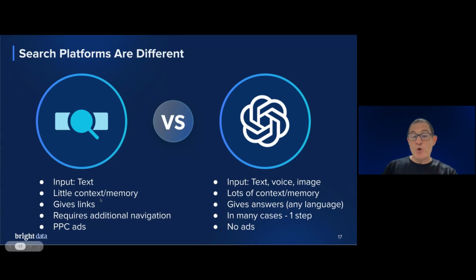Search has very little context or memory of what you're doing. You can almost think of every individual query as independent, but AI has a lot of context and memory. So if you ask something, it's going to answer you in the context of what you have been discussing with it in the past. As we saw, search gives you links, which basically require you to do some additional navigation, whereas AI gives you answers, sometimes in your language, which is great, and in many cases, in one step, you get what you need. Also, search has ads, and AI does not have ads.